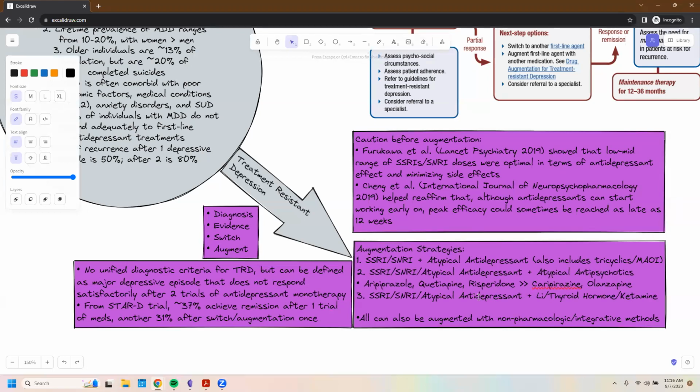I think the QT prolongation is theoretically less than with your TCAs. And with the MAOIs, so many people have hypertension that it's just annoying to have to deal with them, as well as the hypertensive crisis or even a potential serotonin syndrome with the MAOIs. So atypical antipsychotics tend to be, ironically, safer.